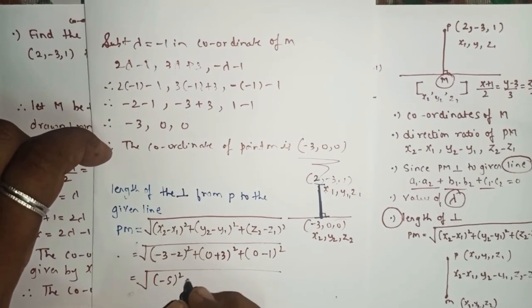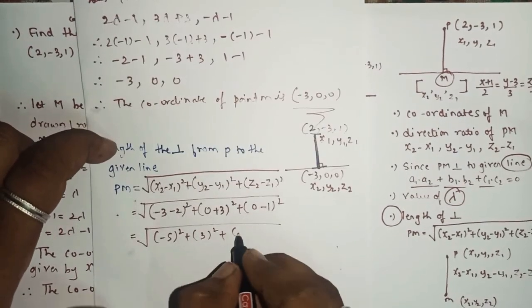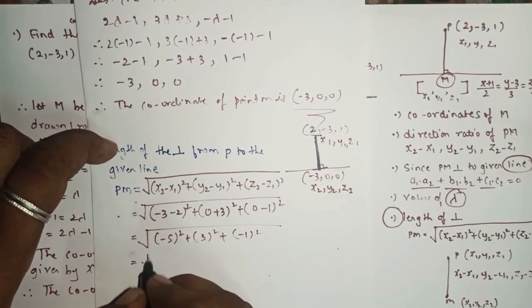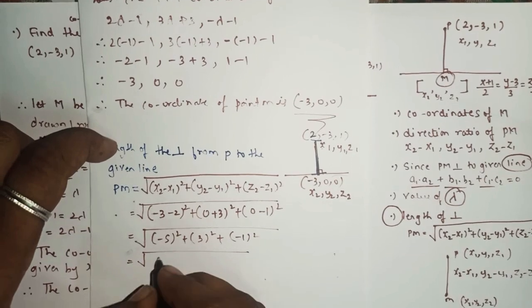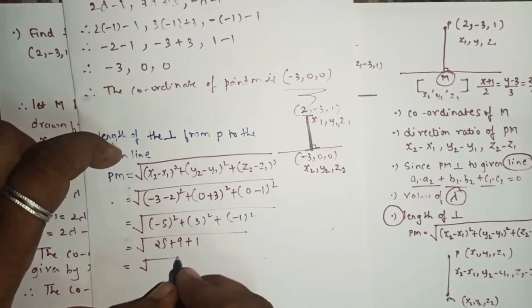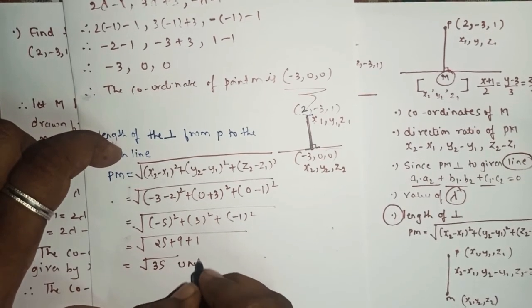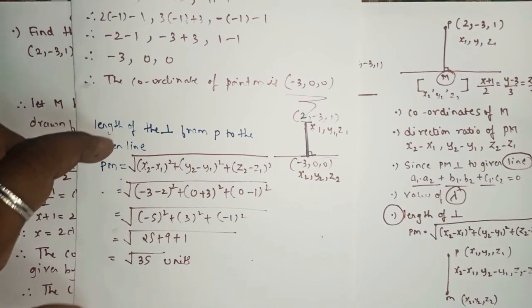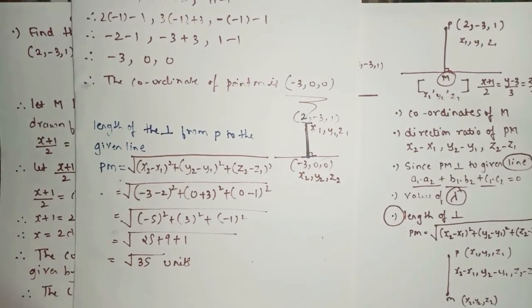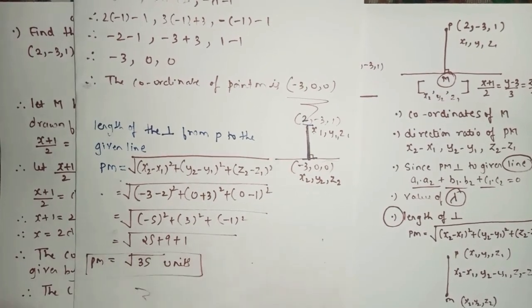So therefore this will be what? Minus 5 square, 3 square, minus 1 square. Yes or no? So this will be what? 25 plus 9 plus 1. So the final answer will be 25 plus 10. So this will be 35. And we have to find the length. So the length unit should be in centimeter or meter, as here nothing is there, so we'll write unit. Okay, so this is the final answer.